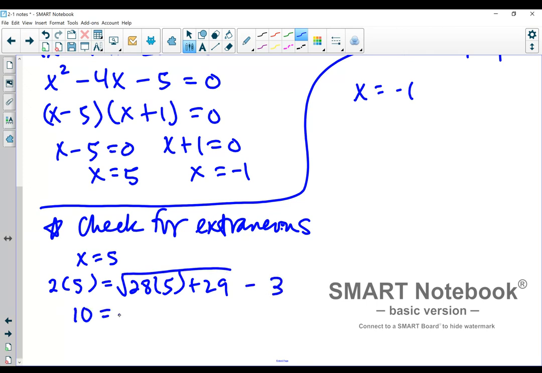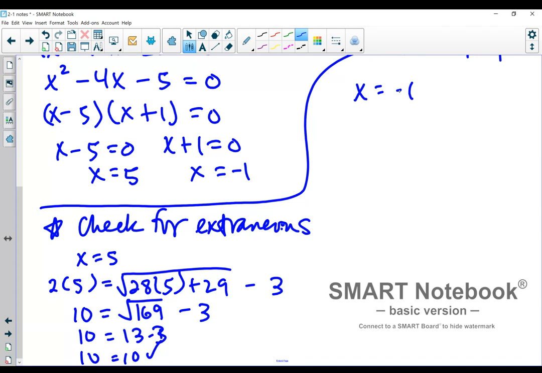So 10 equals, let's see, 28 times 5 is, I don't even know, plus 29. Calculator, let me check it really quick. So this is going to be square root of 169. So 10 equals 13 minus 3. So 10 equals 10. So we're good to go on that one.